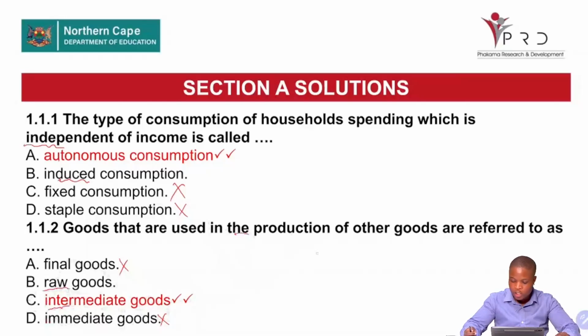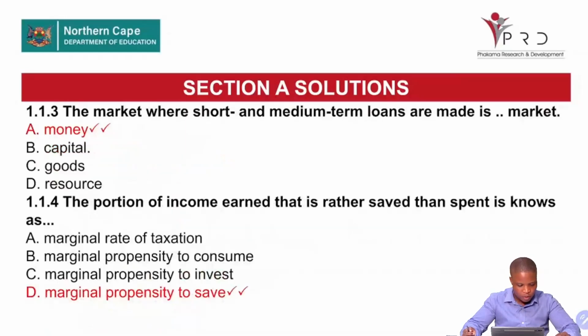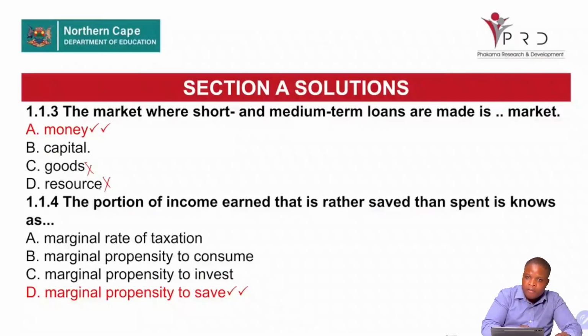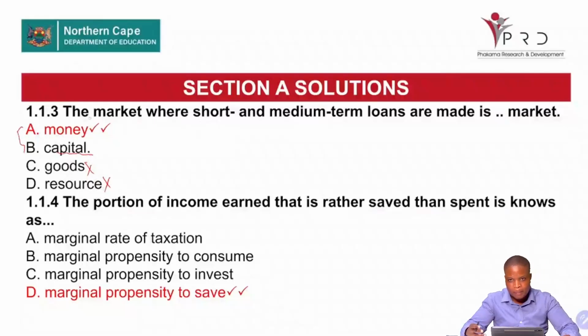Then you are left with the 2 answers. Then there must be the one that is most correct. The market where short and medium-term loans are made, right? So it's not about money. Good market. There are resources. There are goods being traded. Resource is factors of production. So you eliminate the 2. You are left with 2 markets that have to do with money. Capital is a long term. It has to do with money for long term. So the most correct answer will be money market.